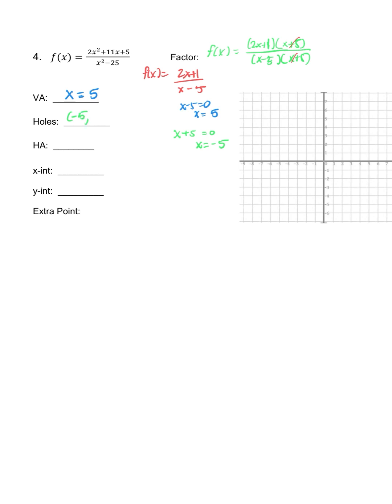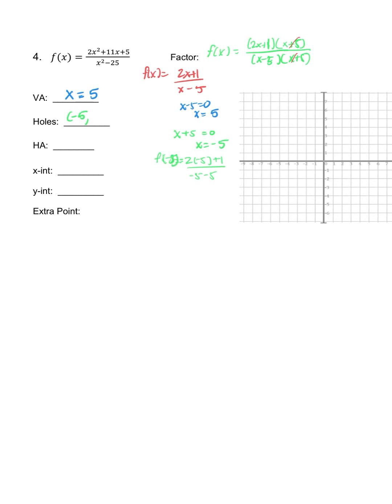Now take that and substitute into the simplified equation up here. So in place of the x up here, I'm going to do 2 times -5 plus 1 over -5 minus 5. I should actually put -5 here.